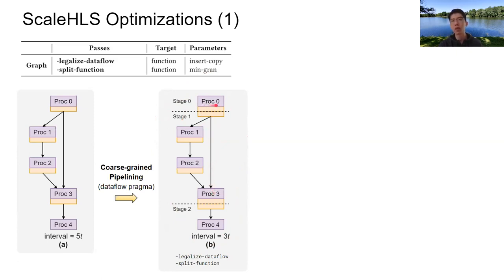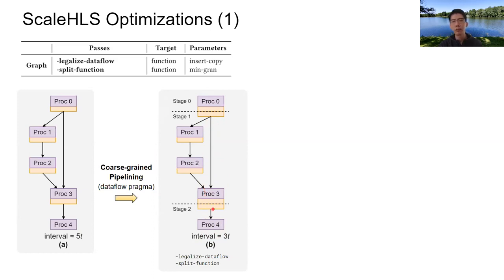So you can observe the procedure 0 is stage 0, and procedures 1, 2, and 3 are split into 1 pipeline stage, which is stage 1, and finally the last procedure is stage 2. So in this way, we have a 3-stage coarse-grained pipeline. And if we assume the latency of each procedure is 1T, then the interval of this coarse-grained pipeline is determined by the latency of stage 1, so it's 3T.